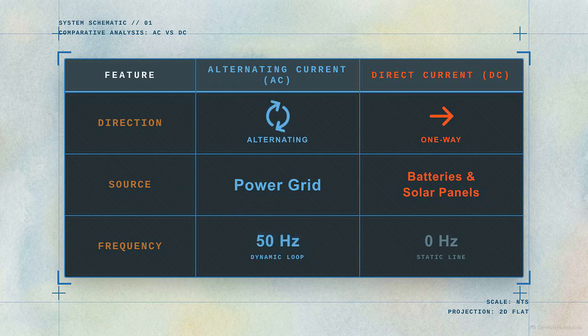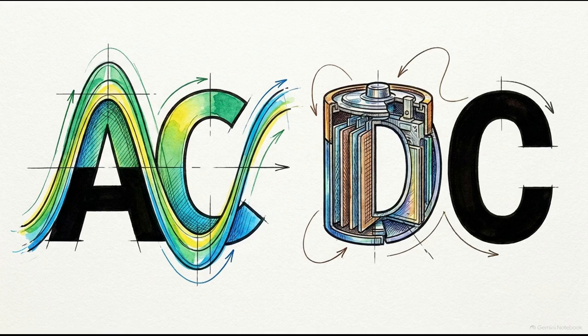We can synthesize these two systems into a rigid comparative matrix for field reference. For direction, AC continuously alters its path, while DC remains strictly one way. For sources, AC flows primarily from the national power grid, while DC is drawn from localized batteries, cells, and solar panels. And for the final metric, standard Indian AC operates at a dynamic 50 Hertz, while DC sits completely static at 0 Hertz.